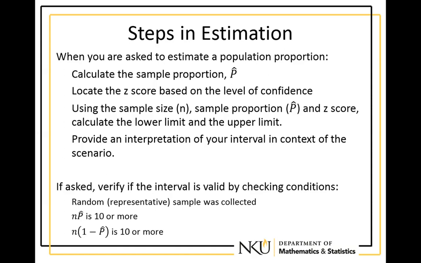And finally, if asked, verify the interval is valid. This means you need a random representative sample that was collected. N times p hat needs to be 10 or more, and n times 1 minus p hat needs to be 10 or more.